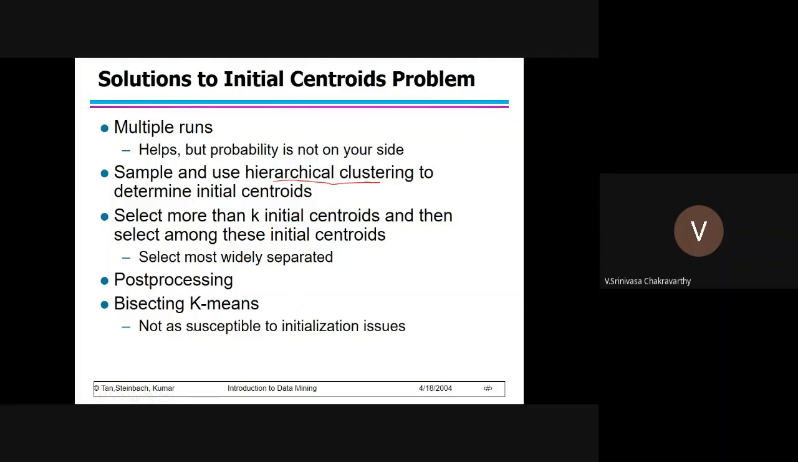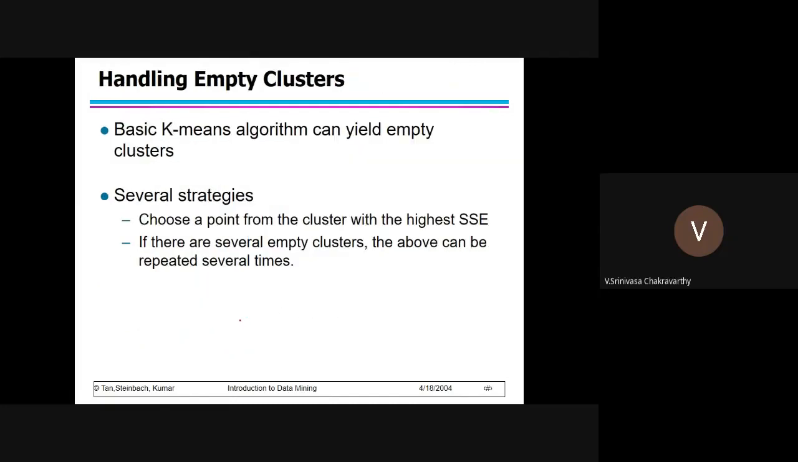Okay, bisecting k-means. So this is an interesting way of addressing the problem. We'll come to the bisecting k-means in a minute. Now there is also the problem of empty clusters. That is, some centroids might not have any points. The k-means algorithm can give you empty clusters. So like I said, you choose a point on the cluster with the highest centroid, and for the empty clusters, you remove those centroids.